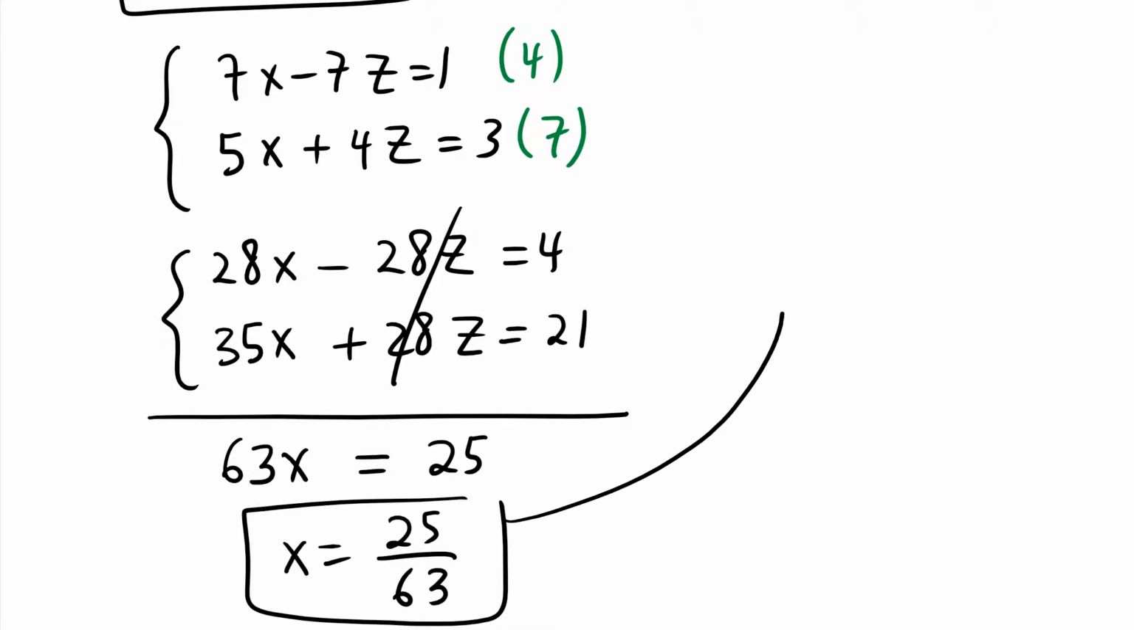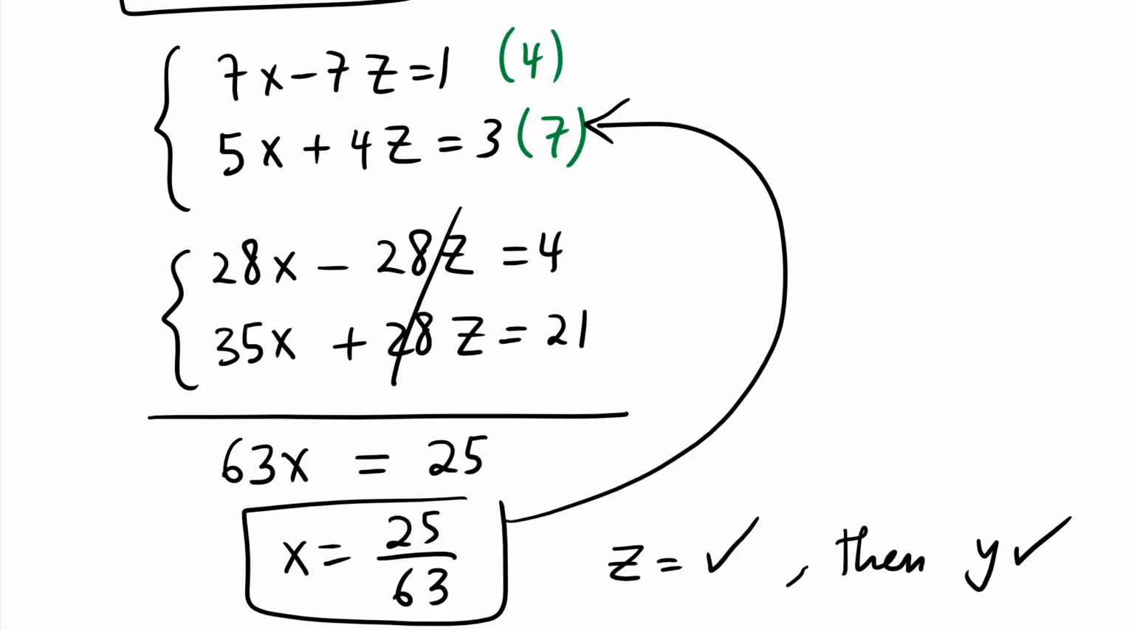Then you can take this, substitute here, find the z, whatever the z is going to be, and then go back to the original equations and find y by substitution. Is that okay?